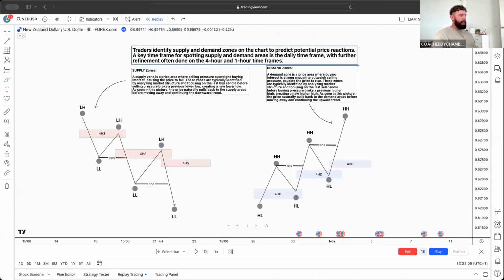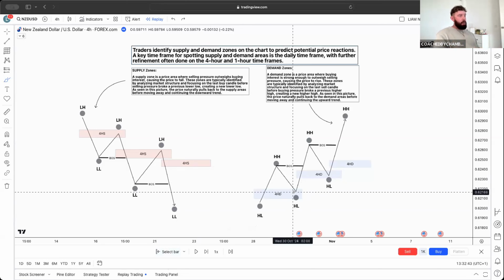And obviously it's exactly the same for the demand area. A demand zone is a price area where buying interest is strong enough to outweigh selling pressure, causing the price to rise. These zones are typically identified by analyzing market structure, same as a supply zone, and focusing on the last sell candle or multiple sell candles before buying pressure broke the previous higher high, creating a new higher high. As seen below, you'll be able to understand that the price naturally pulls back.